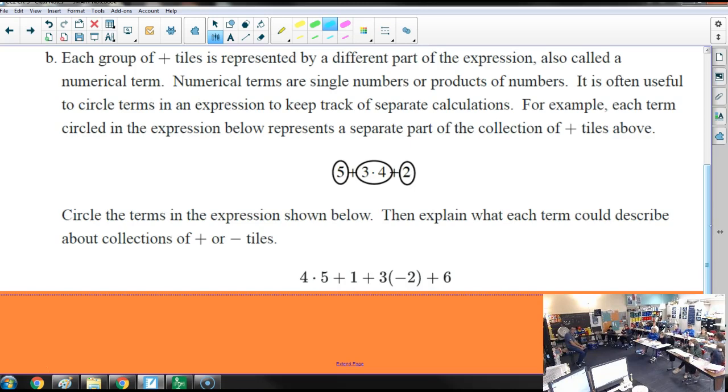Araya, you had your hand up earlier, but I never got to call on you. How many terms are there? Yeah, it's easier when it's right in front of you and you can actually draw or whatever. But the 4 times 5 is a term. The 1 is a term. The 3 times negative 2 is a term. And the 6 is a term. So there are 4 terms there.